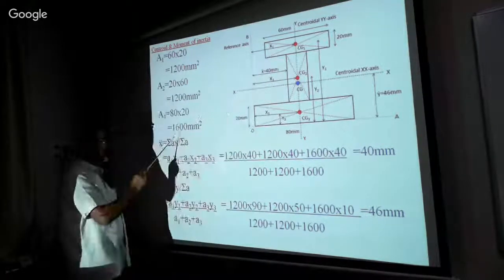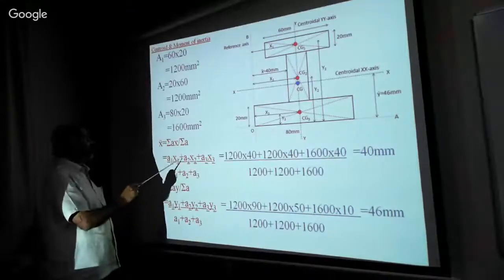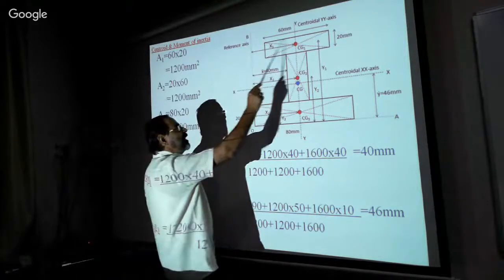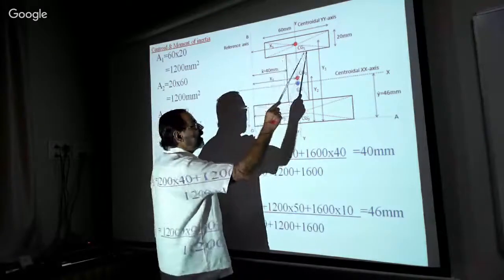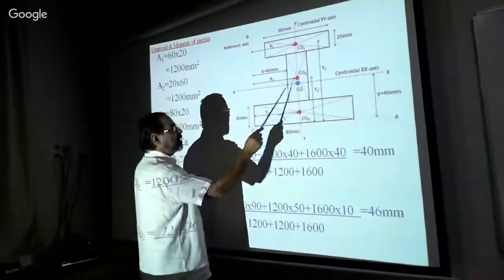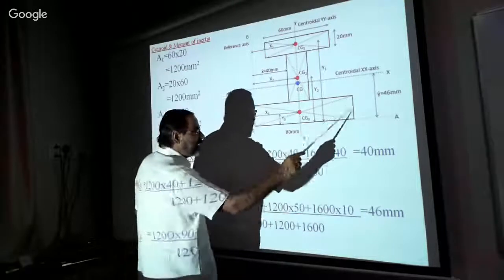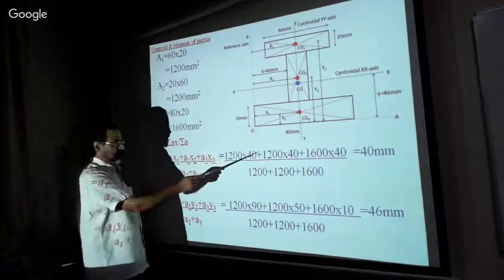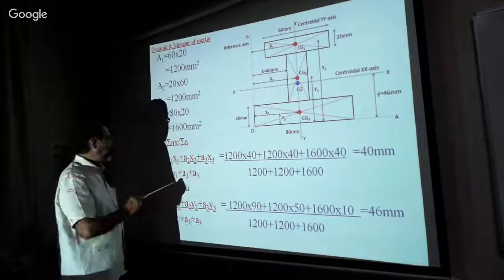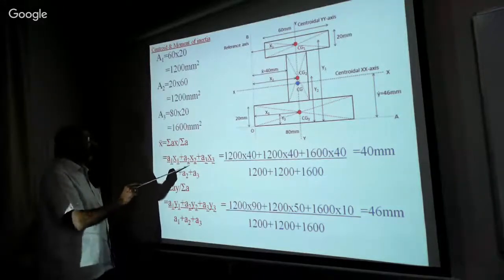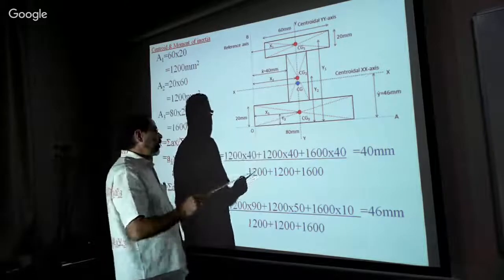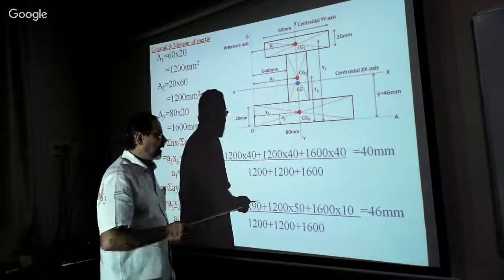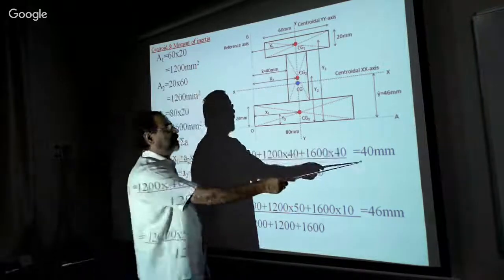How to calculate it? That is sigma A1 X1, A2 X2, A3 X3. A1 is B times D, the area, and this is X1. Then B, D area, and this is X2. Similarly, B, D, and this is X3. This is what we have written here, and the summation, divided by sigma A, that is area 1 plus area 2 plus area 3. We have done this here, and we will get the X bar.